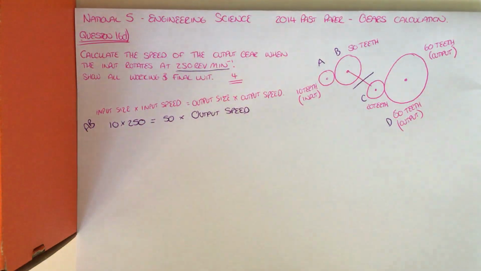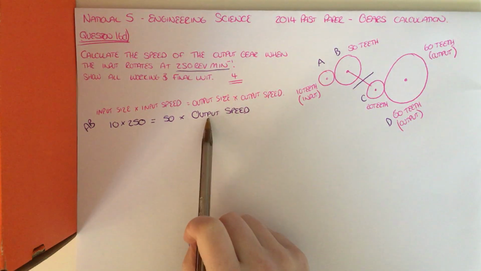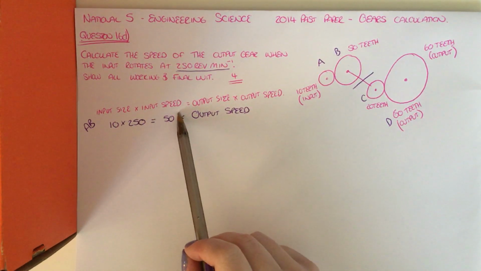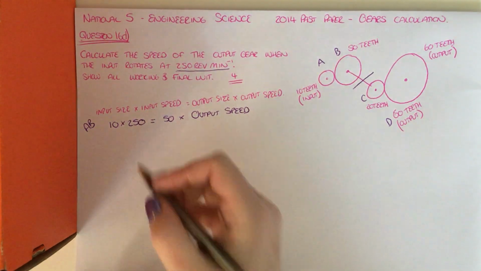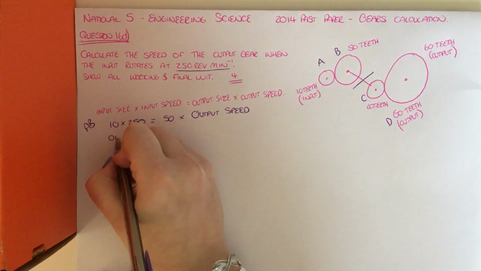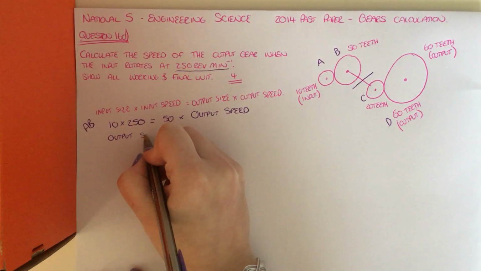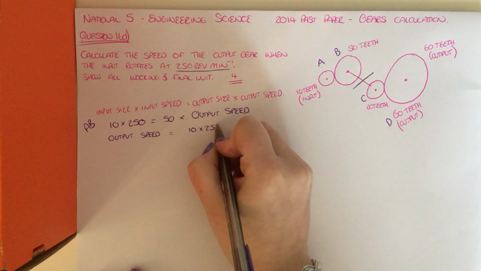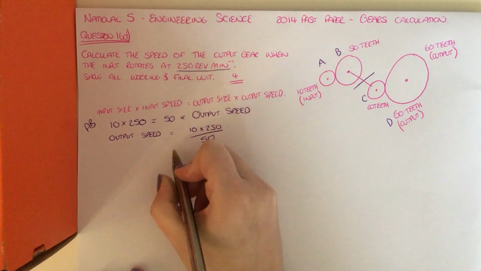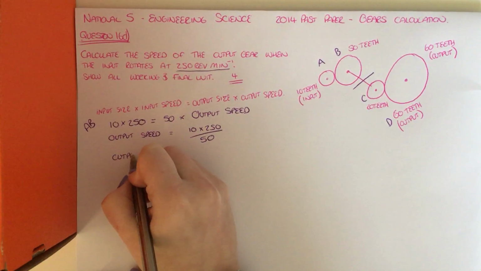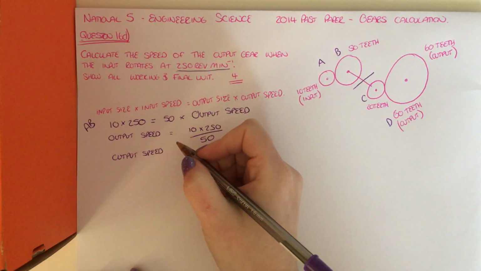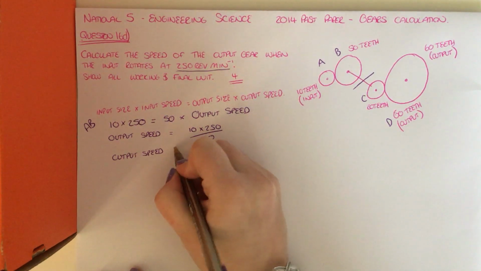From here, it's just a simple maths equation where we need to rearrange the subject of the formula. So we want to have output speed on its own. To do that, we want to divide across the full equation by 50 to remove it from this side and divide it over on this side. This line is optional, you don't have to put it, you don't get any marks for doing this, but it's just going to be clearer in the video. So the output speed is going to be 10 times 250 divided by 50. So your output speed is going to give you 50 revolutions per minute.